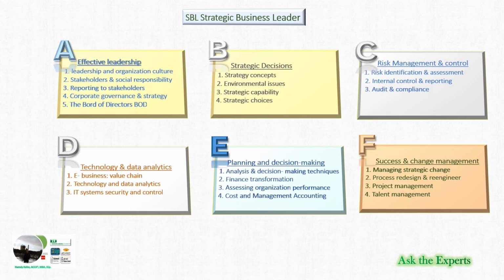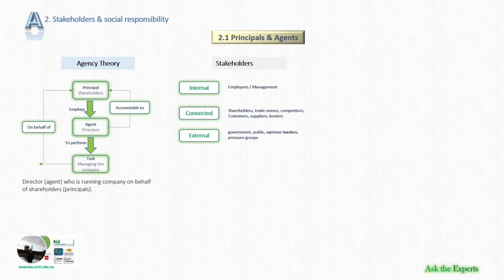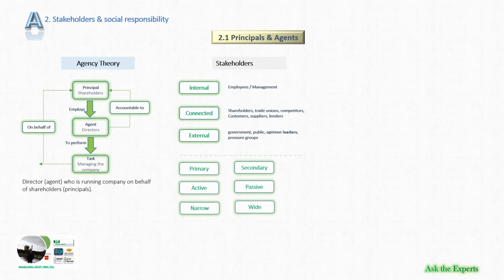In agency theory, we have a principal or shareholders who employ agents or the directors to perform tasks. The stakeholders can be classified as internal, external, or connected. Also, they can be classified into primary or secondary, active or passive. Also, narrow and wide.